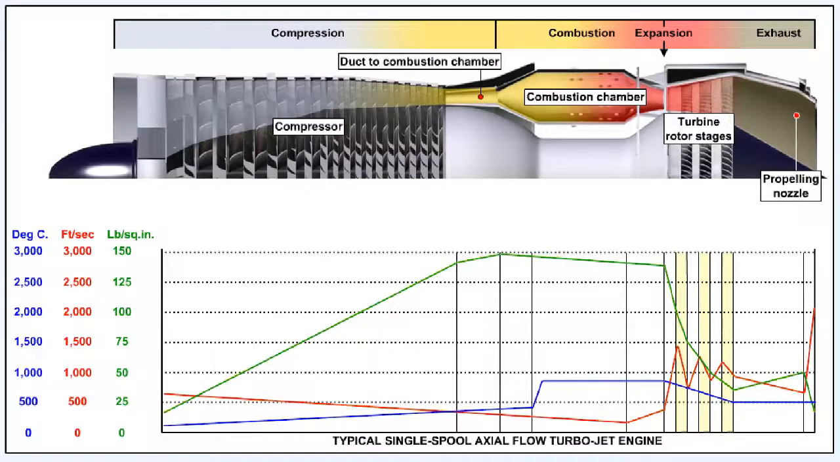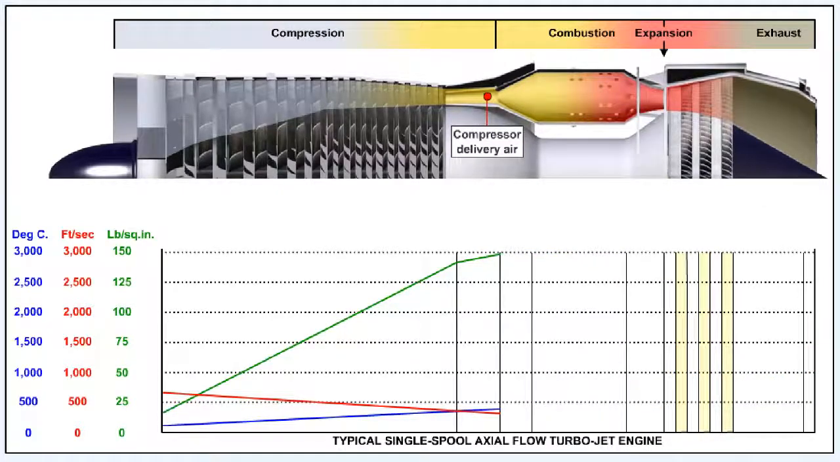In this example of the use of different duct shapes within the engine, it can be seen that the use of a divergent duct will increase the pressure of the air after it leaves the final stage of the compressor and before it enters the combustion chamber. This air, sometimes called compressor delivery air, is the highest pressure air in the engine.